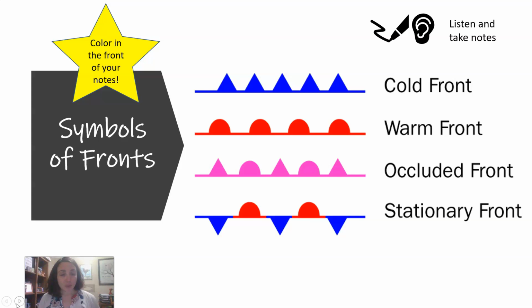Make sure on your notes you have 3 colors. You want to shade in the cold front as the blue triangles. Those are the symbols that they use on weather maps. The warm front are the red semicircles. The occluded front is every other triangle, circle, triangle, circle. Lastly is the stationary front, where since the 2 air masses are kind of pushing against each other, you have the alternating red, blue, red, blue.